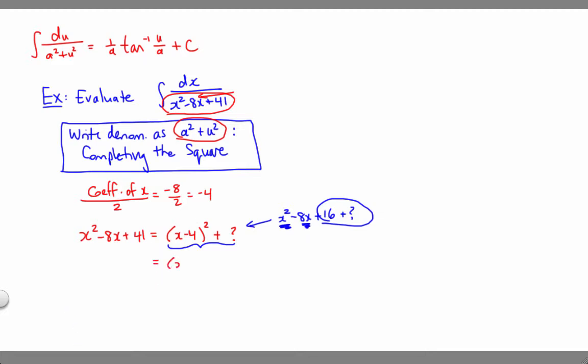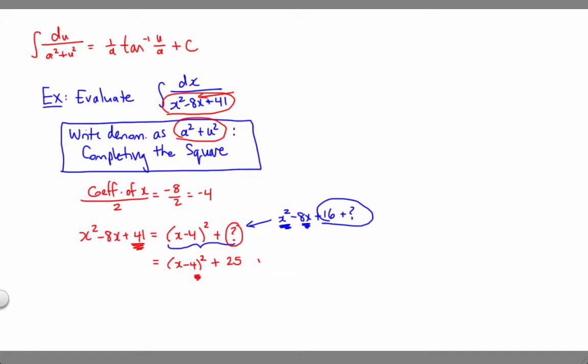Alright, so let's recopy this. We've got x minus 4 all squared, and we're going to now think about our constant. So constant on the left side is 41. On the right side, remember when we expand this out, we're really thinking of this constant as being 16. So 16 plus something is going to give us 41. The correct number to have on the right side would be 25. Okay, so now overall we've got 16 plus 25, which gives us 41.